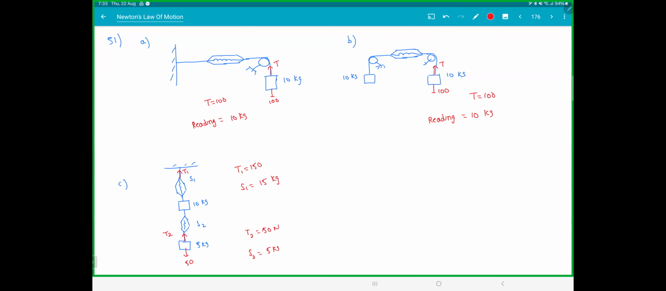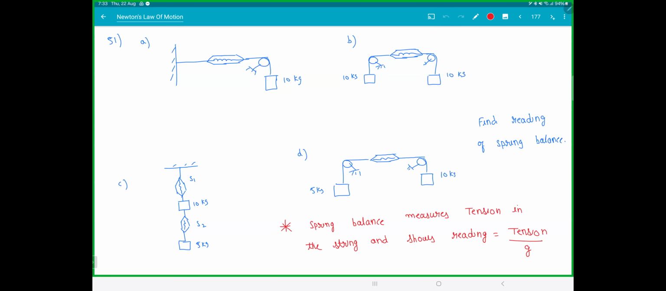Make sense? I hope this was easy. You just need to find the tension. Everything was at rest, and we have already done this A and B problem. This was that horse thing which we did. What about D? Now in D, my system is not at rest. It's moving.